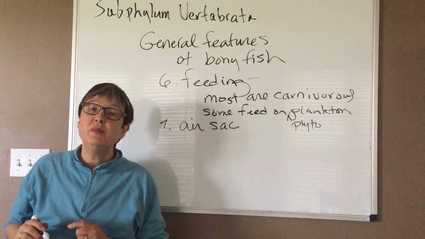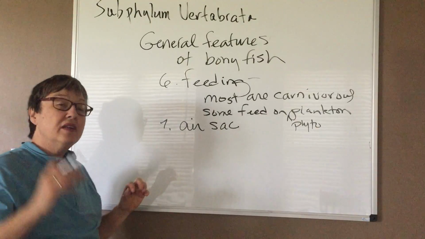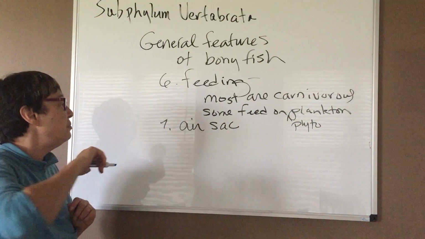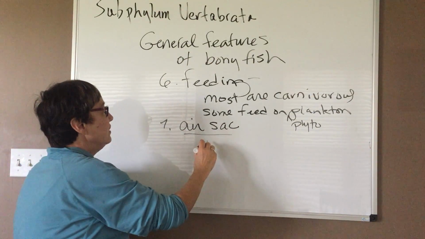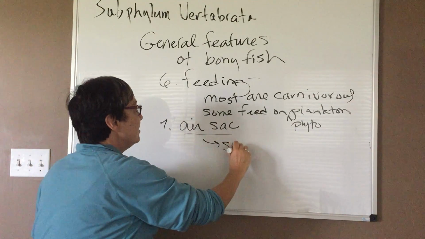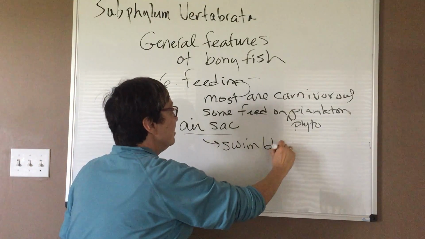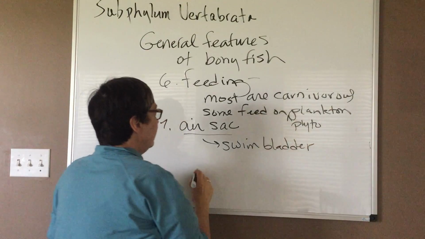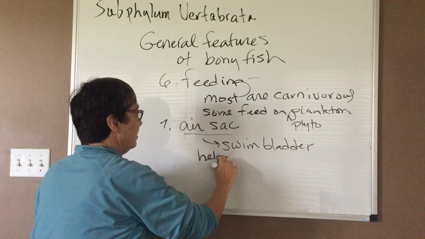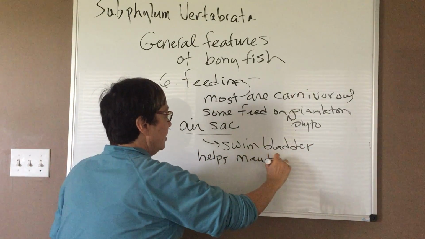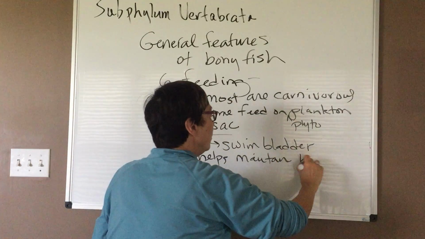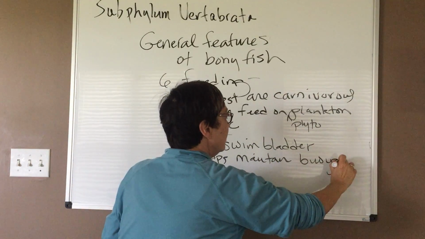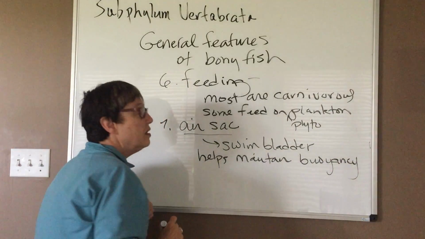They have a special structure that's fairly dorsal in the body cavity. It acts as a swim bladder and helps maintain buoyancy for the fish.